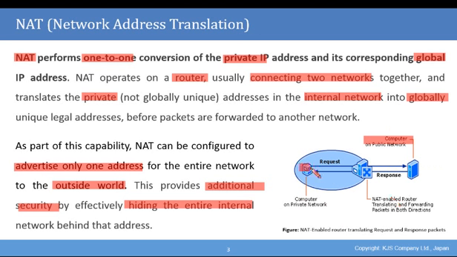Internally here we have our computer, or our private network. This has its own individual IP address, but it's not got a global IP address. The NAT enabled router here will translate and forward packets in both directions. So what's good about this? As we mentioned, we have the additional security of hiding the entire network behind this address.